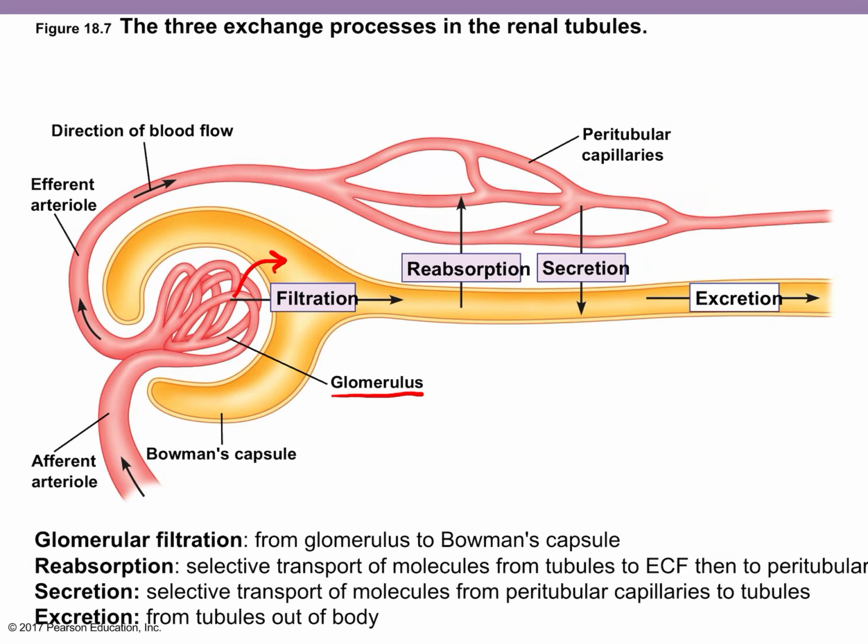Okay. So some terminology before we move on to other topics. When fluid from the blood, which is plasma, leaves the glomerulus and enters into the Bowman's capsule, this is called filtration. So the fluid that we have inside the Bowman's capsule and that's moving through the tubules is called filtrate. Okay, so this is filtration.